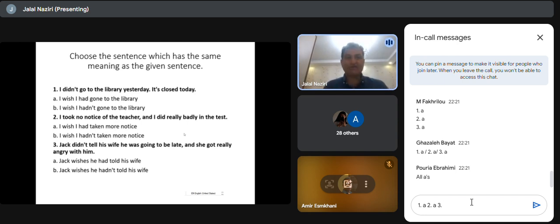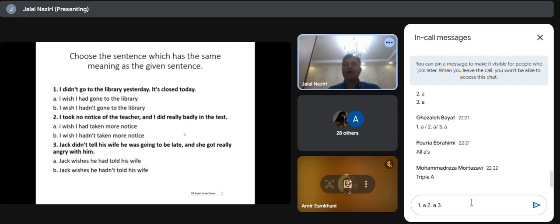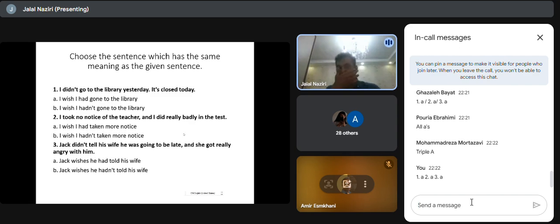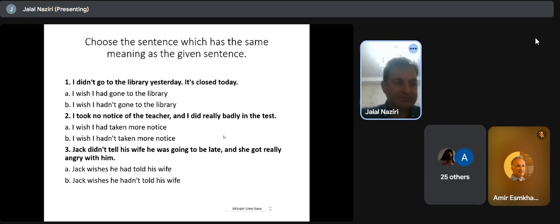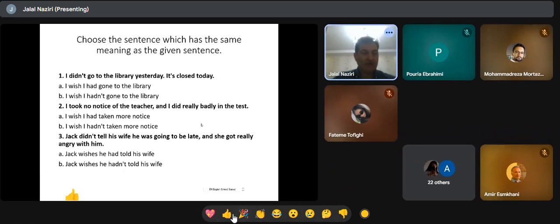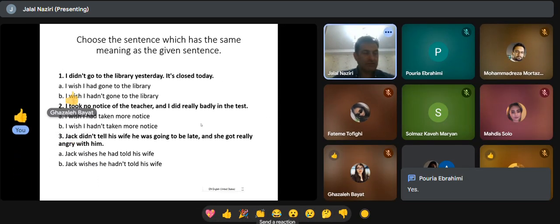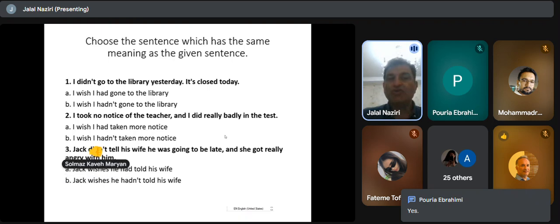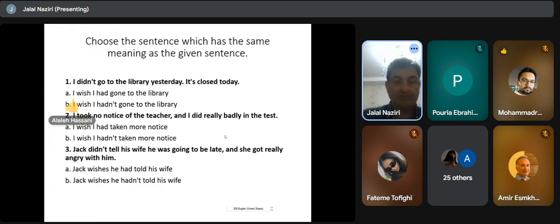All right, so for number one, A or B? A, right? I wish I had gone to the library. Everybody agreed? I took no notice of the teacher and I did really badly in the test. A or B? I wish I had taken more notice. I wish I hadn't taken more notice. A?